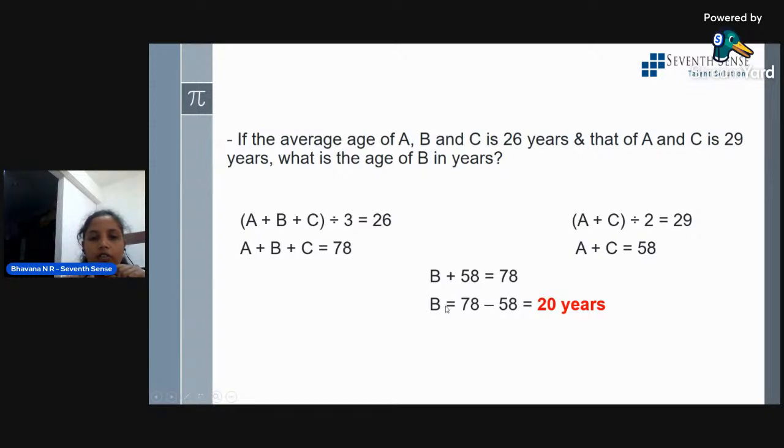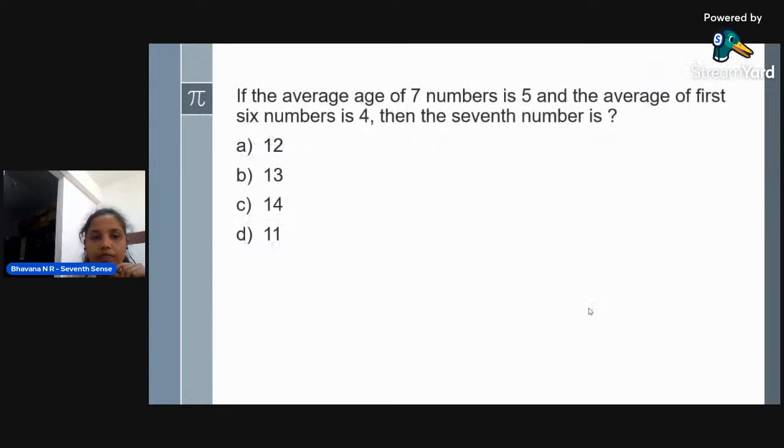Here we have to find B's age. So B equals 78 minus 58, that is 20 years. So here the average is given, and using that we have to do this.